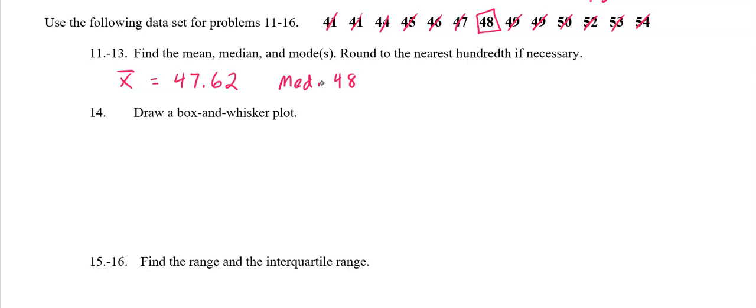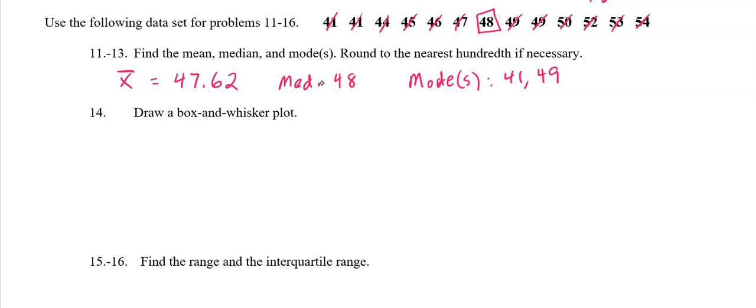All right. And so you can probably see where the number 49 appears twice, and so does the number 41. No other number appears that many times, so we have in this case what is known as bimodal. There are two modes, the number 41 and the number 49.